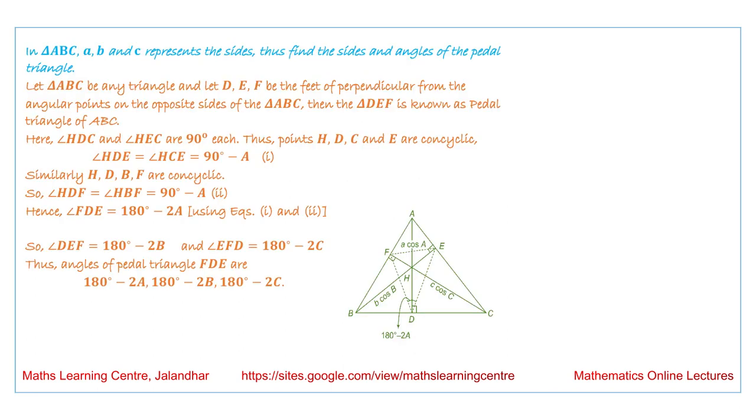Now next, in a triangle ABC, if small a, small b and small c represent the sides of the triangle, then we have to find the sides and angles of the pedal triangle. This is the triangle ABC that we have, and D, E, F are the feet of the perpendiculars from the vertices. From A we have drawn the perpendicular, from B we have drawn the perpendicular, and from C we have drawn the perpendicular.